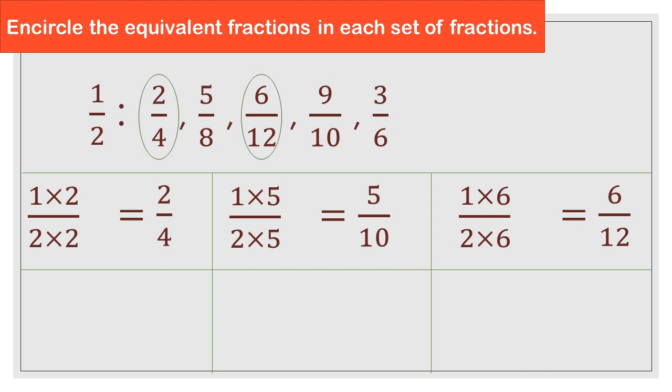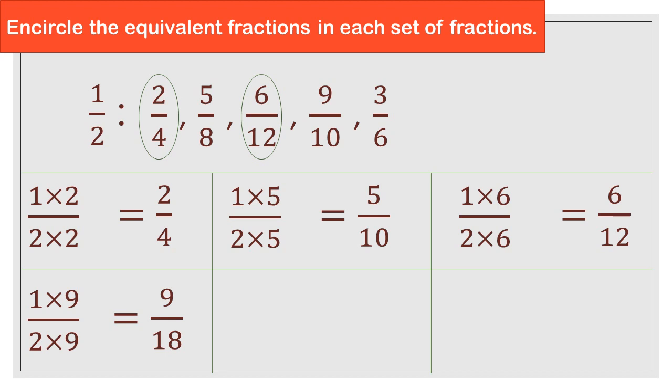Let's take 9 upon 10. To find the equivalent fraction of 1 upon 2, which number will you multiply to 1 to get 9 in the numerator? Yes, 9 because 1 9s are 9. So multiply numerator and denominator by the same number 9. 1 9s are 9 and 2 9s are 18. So the equivalent fraction is 9 upon 18. But here the fraction is 9 upon 10 and 9 upon 10 is not an equivalent fraction of 1 upon 2. So leave them. Let's take 3 upon 6.